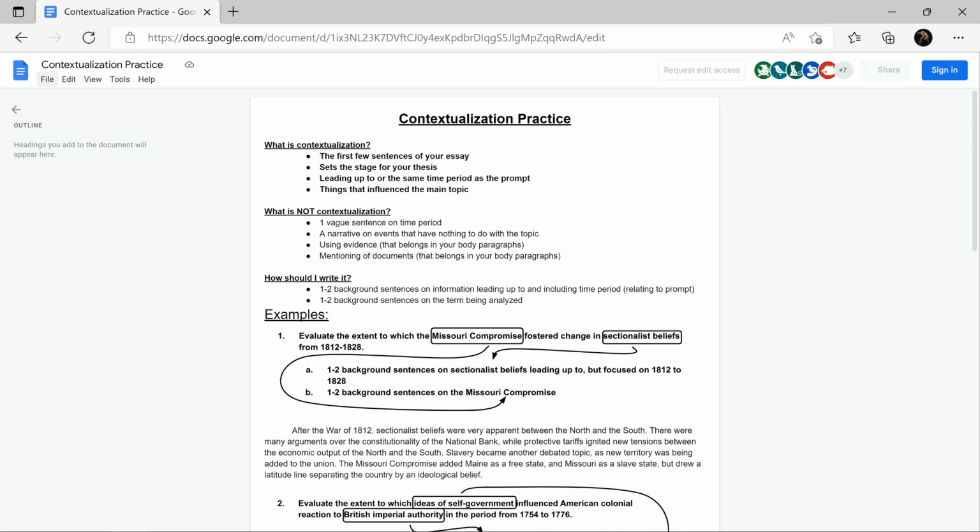It is not a very vague sentence about the time period. It's not vague at all. Anytime y'all do something in this outline, it has to be specific. And notice, the context is not at the end, it's at the very beginning. What you're doing here in the context is the same thing. It's a point for the DBQ, and it's also a point for the LEQ.